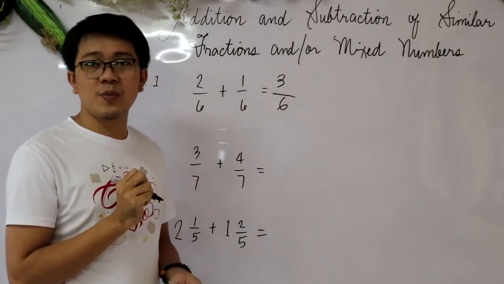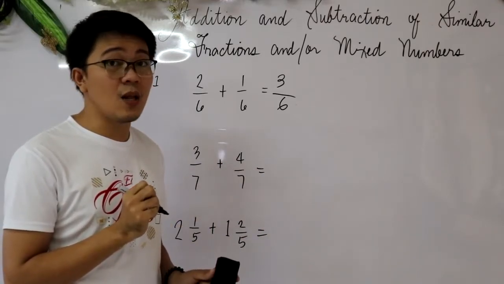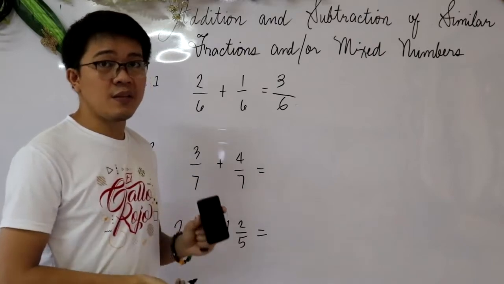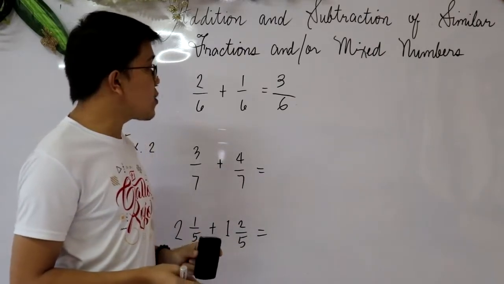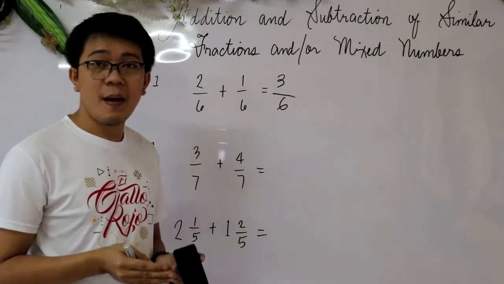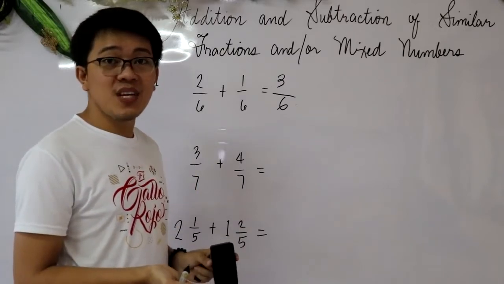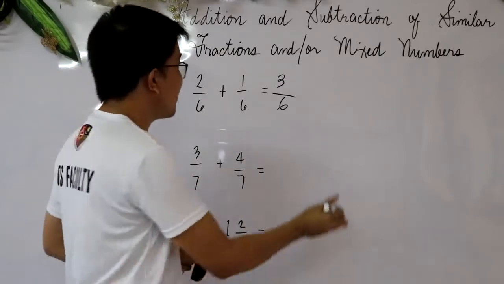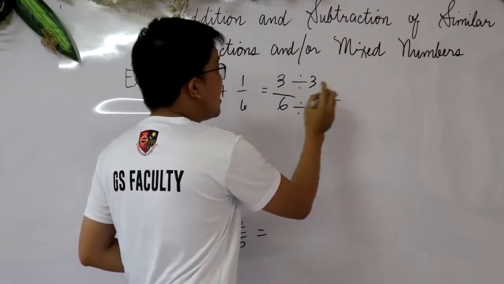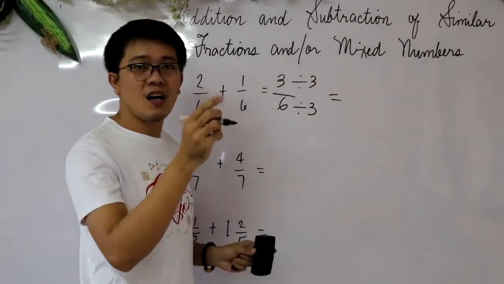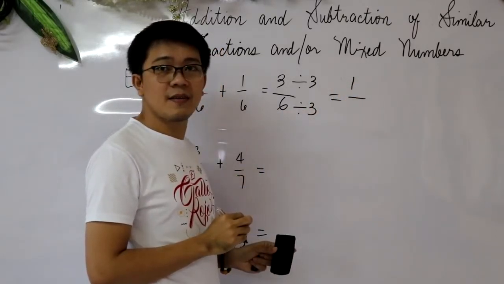And what do you observe on our answer, the 3/6? Yes, it is not in the lowest term. Now we are going to find the greatest common factor. What is the greatest common factor of 3 and 6? Perfect, it's 3. And we're going to divide it by 3 to get the lowest term. Divided by 3 and divided by 3. Now what is 3 divided by 3? Awesome, it's 1.